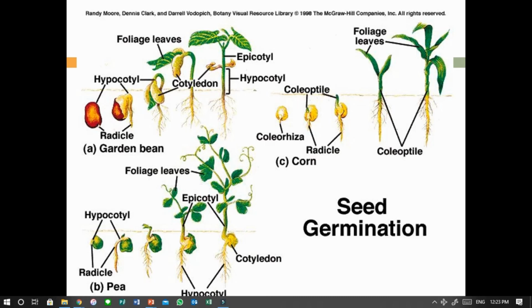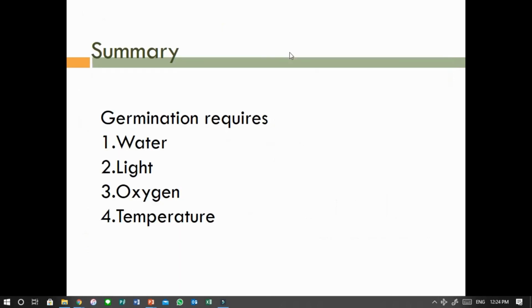This is a beautiful page, but it's mostly bonus. It's a lot of information here. I'm really concerned with the garden bean. You have a radicle, the cotyledon, your stem, hypocotyl, epicotyl. Corn, I don't really care. They're all the same thing if you look at them. Radicle, hypocotyl, epicotyl, okay? So focus on the garden bean. That is your obligation. In summary, germination requires water, light, oxygen, and temperature.